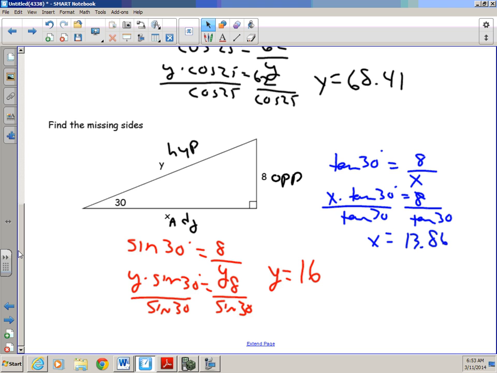All right. So the point for today's lesson is we were trying to find the missing side, and what we did is we used trigonometry to do that because we did not have enough information to use the Pythagorean theorem. Set up a proportion, cross multiply to solve.